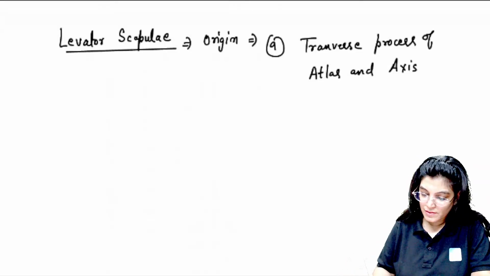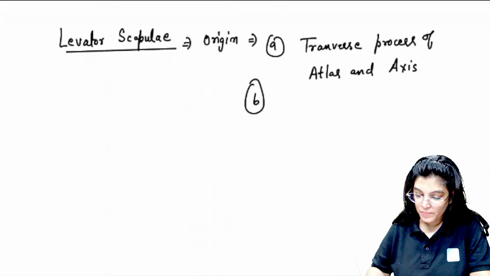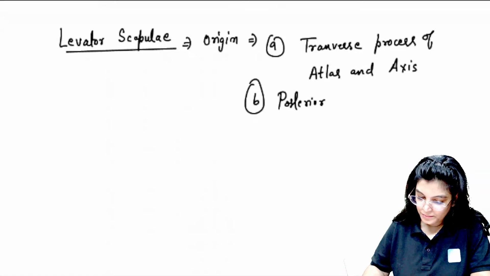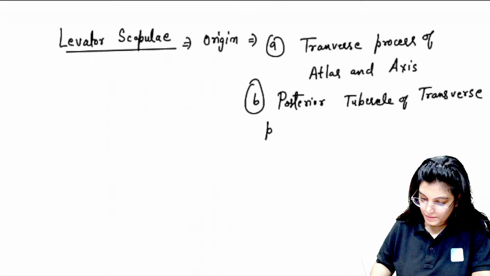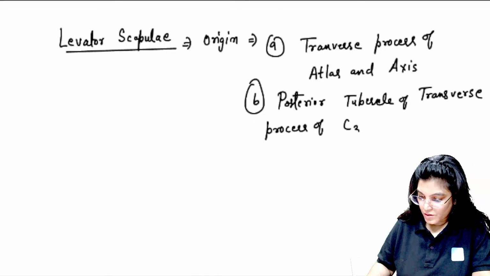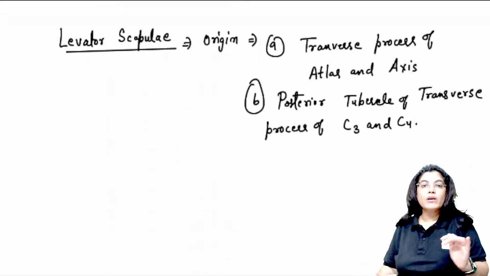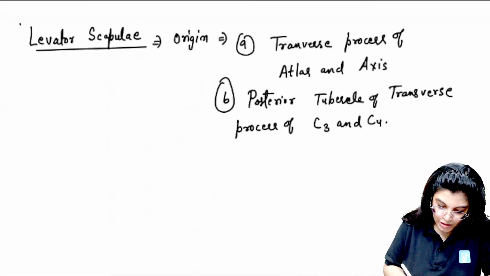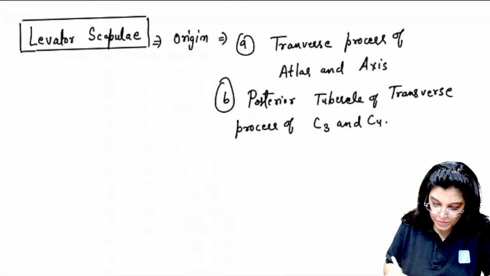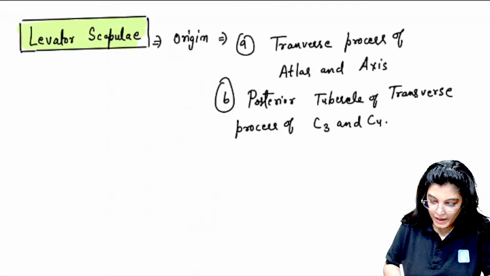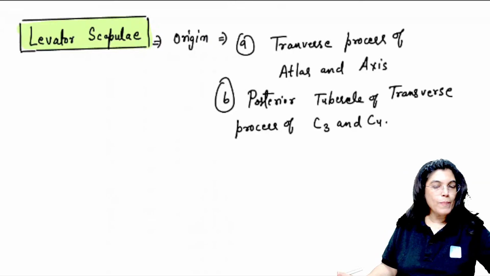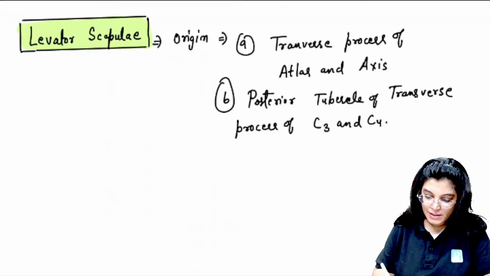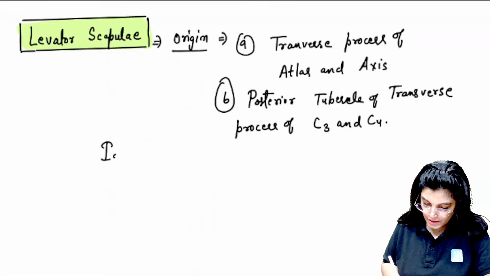Atlas and axis, you already know it, and from the posterior tubercle of the transverse process of C3 and C4 cervical vertebra. That means if I am talking about the origin of levator scapulae muscle, it is from the upper four cervical vertebra, C1, C2, C3 and C4. Got it? Now coming to the insertion. So this is origin and next is insertion.